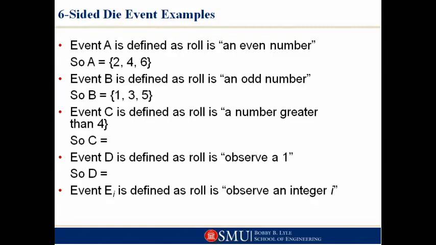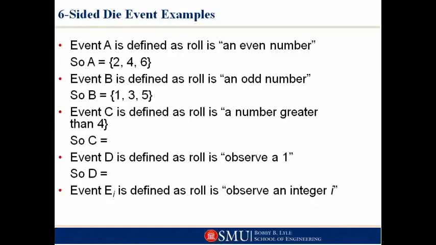About that for a moment. So the outcomes that match to event C would be greater than 4. So if I roll a 5 or if I roll a 6, those two outcomes match to that. Event D is I roll a 1, observing a 1. So that's only one outcome associated with event D, and that is if I roll truly just a 1.